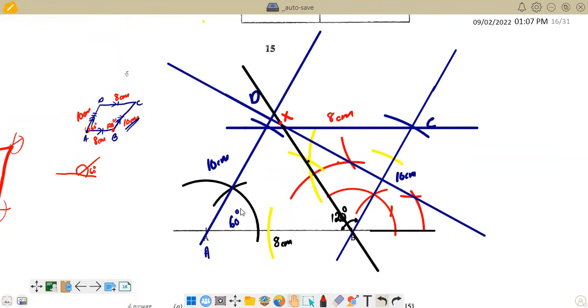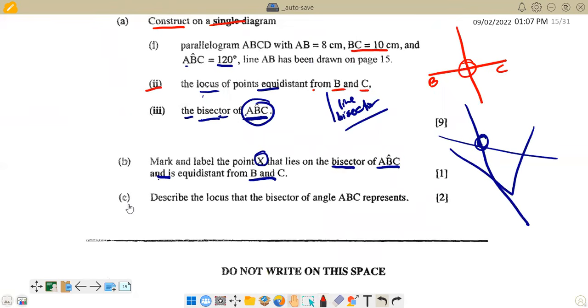And let's see the other question. The C part is now to describe the locus. All right, so take note here. Describe the locus that the bisector of angle ABC represents. Okay, so remember we bisected angle ABC. So what does that locus represent? Which locus states about bisecting an angle?